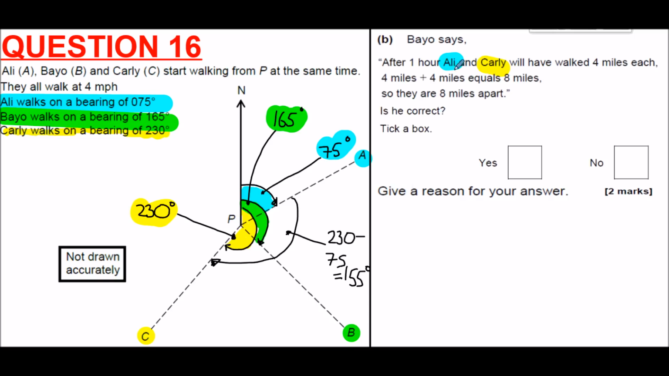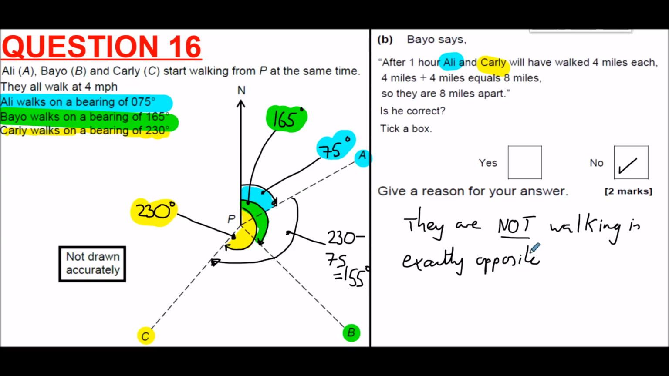So in terms of ticking a box, they wouldn't be 8 miles apart, and the reason for the answer is that they are not walking in exactly opposite directions. If they were, it would be true, but because they're not, it's not going to be true. So that's going to be a no, because actually the bearing between them is 155 degrees rather than 180.